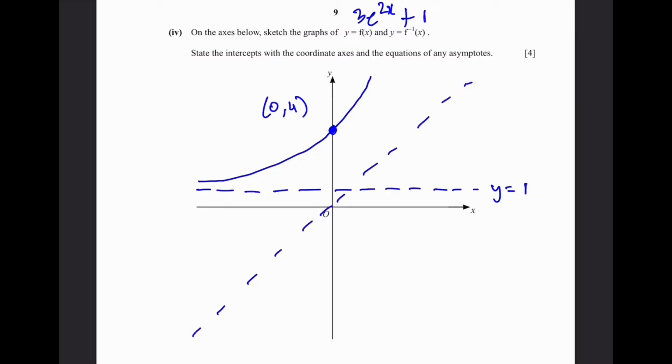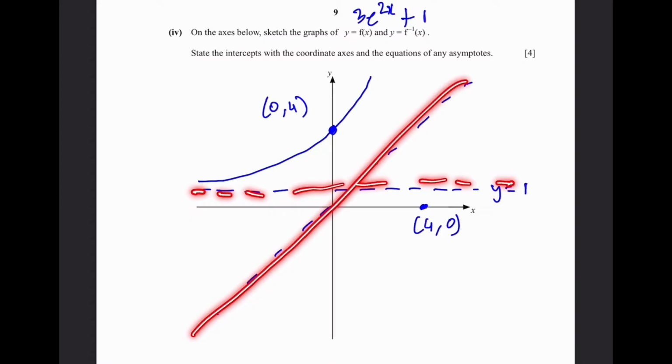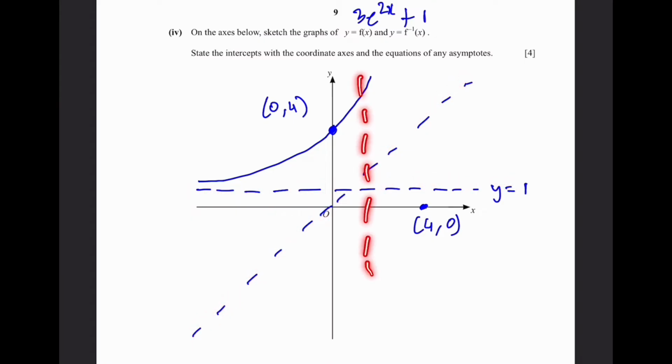So if we reflect this graph, first we'll reflect this point over here to the point (4, 0) on the x-axis. And indeed, if you found the x-intercept of y equals f inverse of x, it would be 4. And if you reflect this asymptote y equals 1 along this line, you will get the line x equals 1, of course, since any y values are just changed to x here. So x equals 1. And that is our asymptote for y equals f inverse of x.